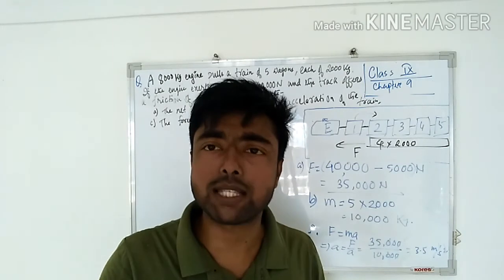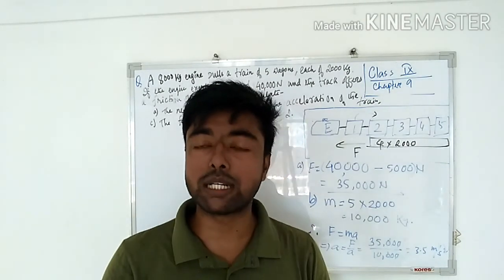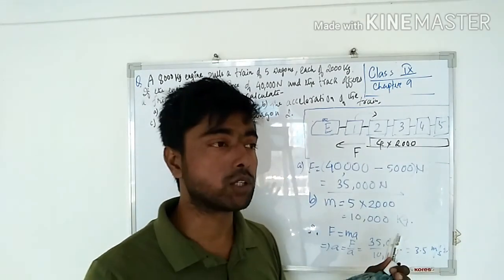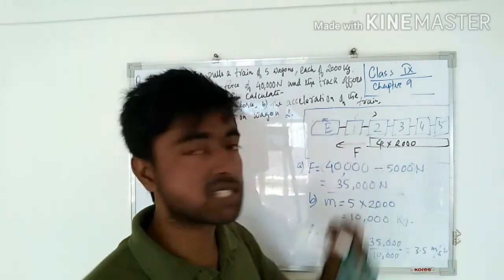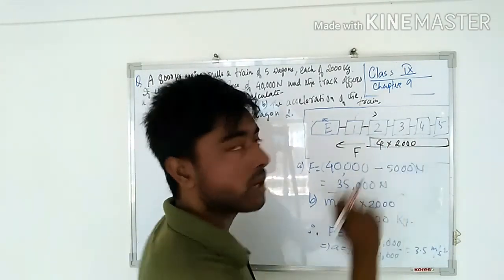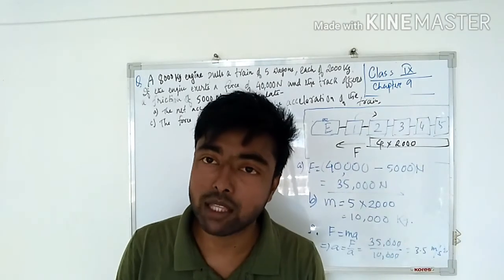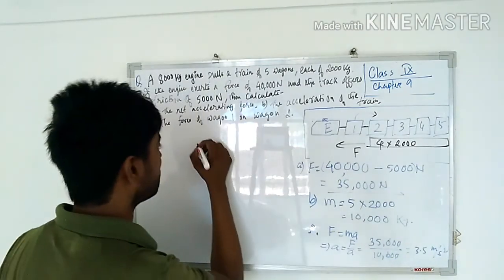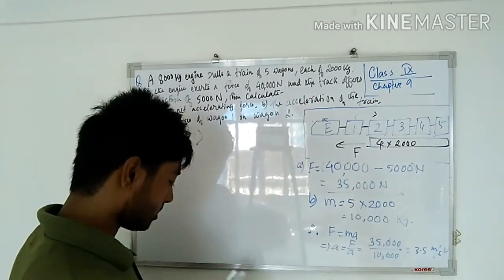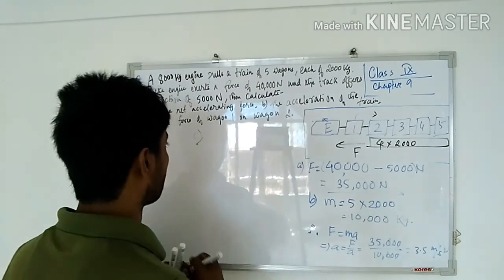So force will be mass into acceleration. Acceleration you know it is 3.5 meter per second square. You need to find out what? Mass. कितना मास ये पुल कर रहा है? 4 वैगन का मास, और 4 वैगन का मास कितना होगा? 8000 होगा. So you see, when we do the third numerical, then you see what you have to do.